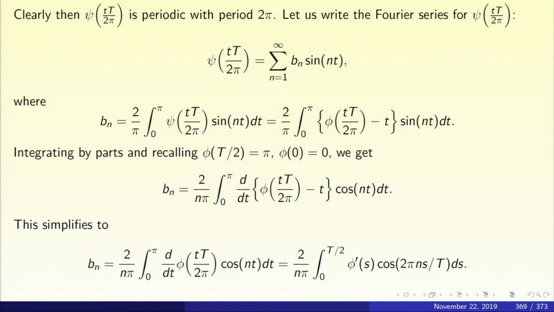So now write sine nt as the derivative of cos nt, with the minus sign and a 1 upon n in the denominator, and integrate by parts. When you integrate by parts, what happens? We are going to get boundary terms. What are the boundary terms?